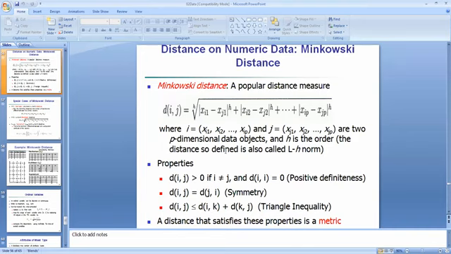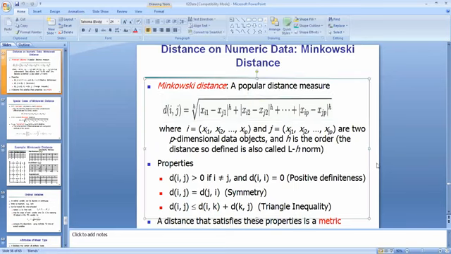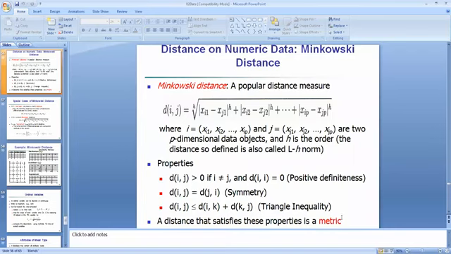And what is the h? H is the order. You can see over here, h is represented over here. So h is nothing but the order. The distance so defined is also called the Lh norm. So h is the order. You can see over here, h may be 1, 2, 3, 4, 5. For example, you can put the value here, mod of xi1 minus xj1 raised to 2 or raised to 3 or raised to 4. That is, this is the order. Okay.